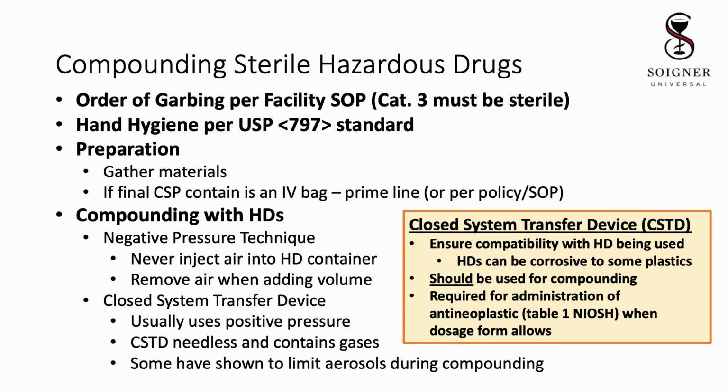If a CSTD isn't used or cannot be used during compounding, a negative pressure technique should be employed during manipulation. This is done by never injecting air into the hazardous drug container, and when adding volume to a container, remember to remove air prior to withdrawing the needle.